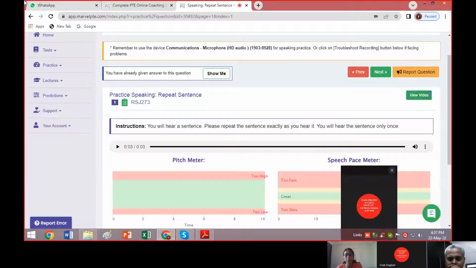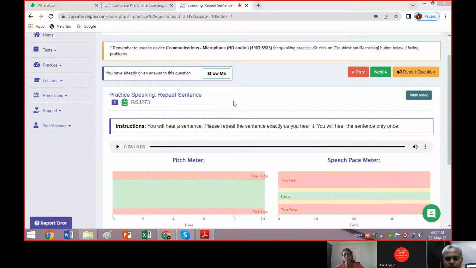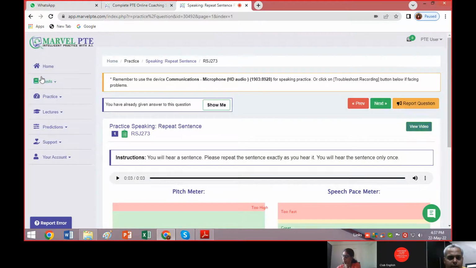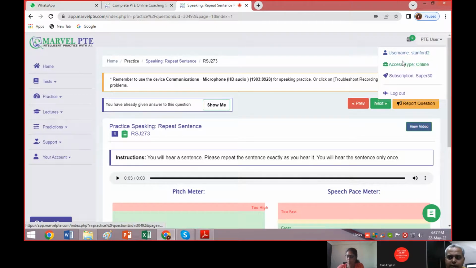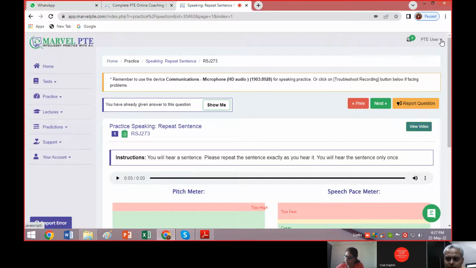So we are going to see here, as you can see, the software which we'll be issuing to our students. Here on the top, we'll be giving you a login ID and password. It is the PT user, by the name of Stanford 2. I have created a user ID and password and put it here. We have a corporate tie-up with these people, so they give it to us, and then we forward these details to the students.